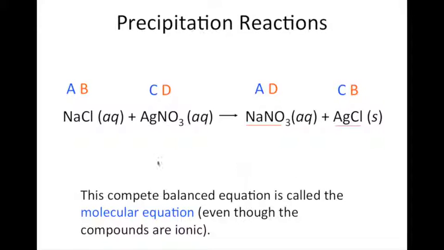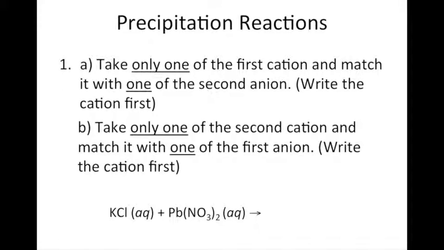Now what we have here, this complete balanced equation for a precipitation reaction, is called the molecular equation. Even though these are ionic compounds, it's still called a molecular equation. So let's review the rules for writing a correct molecular equation for a precipitation reaction.